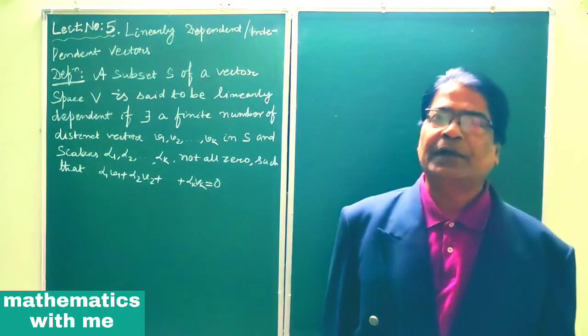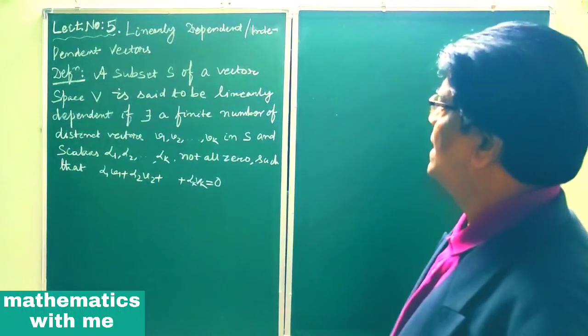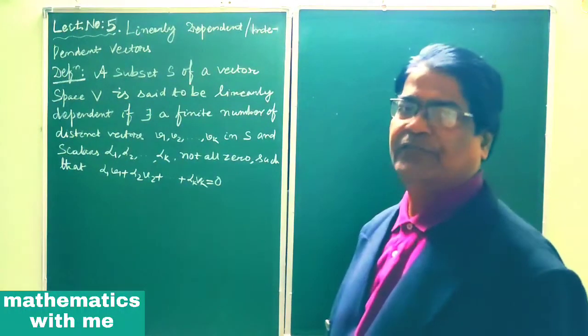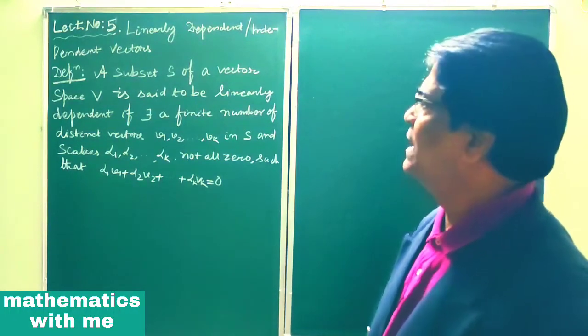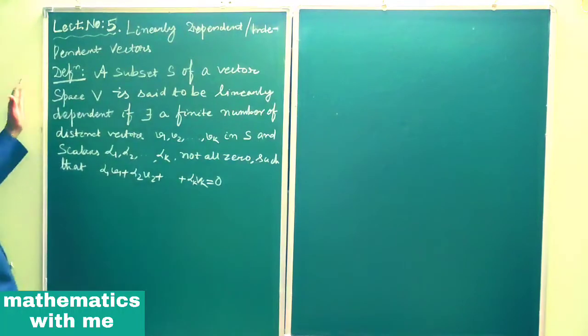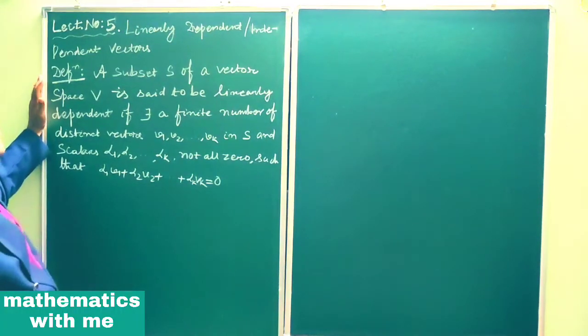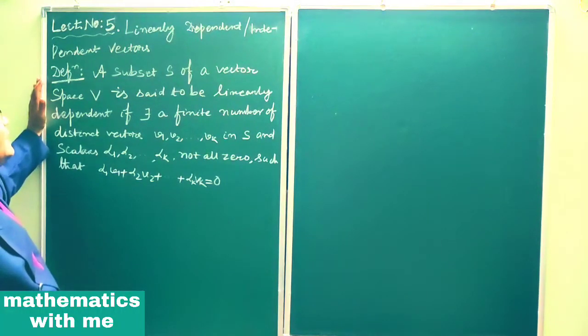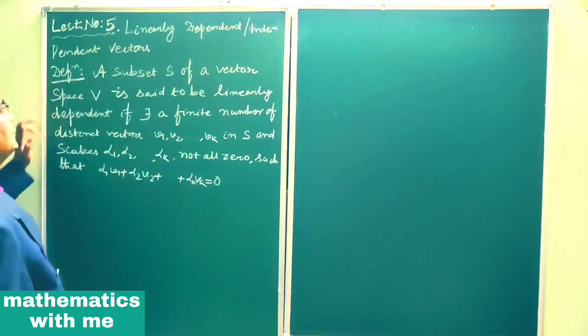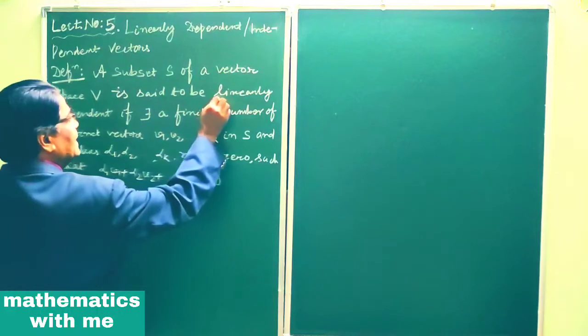Our today topic is linearly dependent and independent vectors. First, I will give you the definition of linearly dependent vectors. A subset S of a vector space V is said to be linearly dependent.